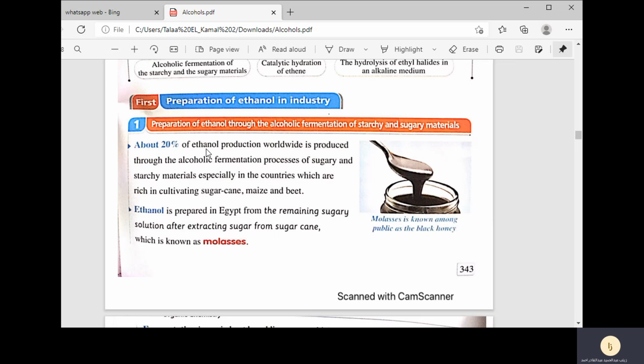يبقى معظم الانتاج او يعني نسبه من الانتاج كبيره اللي هي 20% بنحضرها بالالكوهوليك فيرمنتيشن especially in countries rich in what? In sugarcane, maize, or wheat. Ethanol is prepared in Egypt from remaining sugary solution after extracting sugar from sugarcane. The remaining substance is molasses.